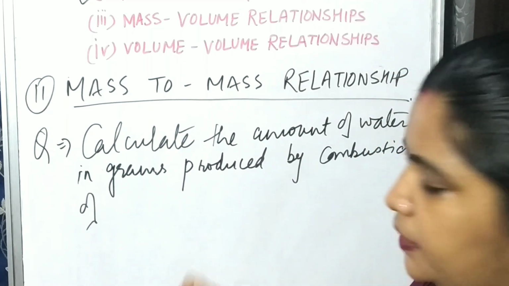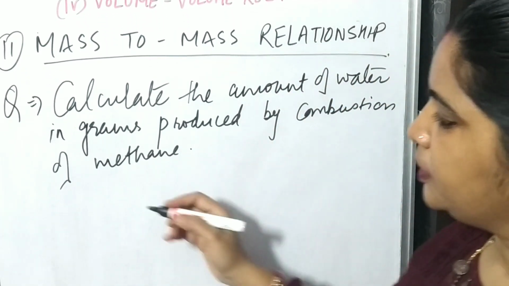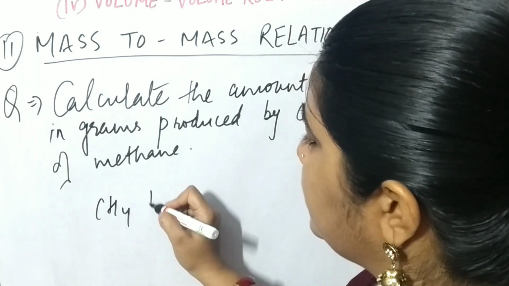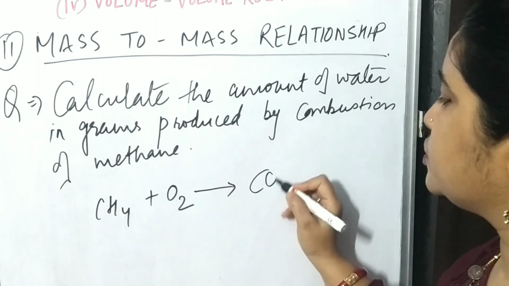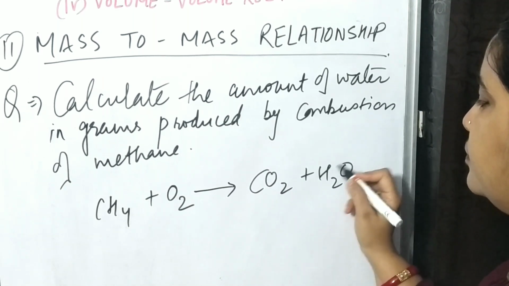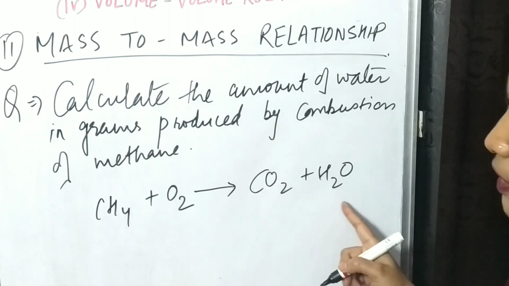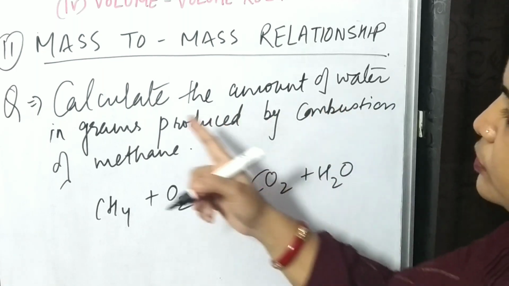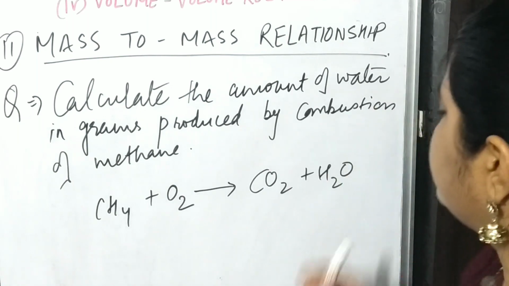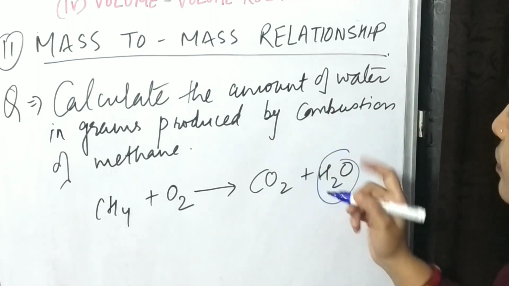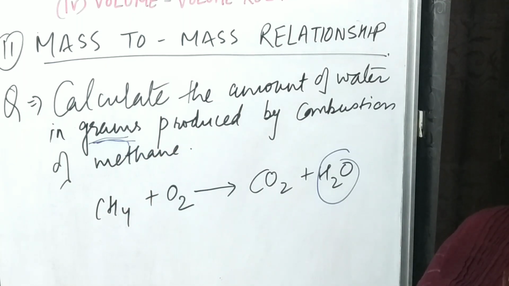of methane. Now you have to know the formula of methane here. Methane is CH4. If combustion is happening, it means O2 is there, so it will produce CO2 and H2O, because you know that whenever hydrocarbons undergo combustion, they produce carbon dioxide and water. Now in the question they are asking you to calculate the amount of water. So we have to calculate the amount of water in grams. Keep it in your mind, you have to calculate in grams.